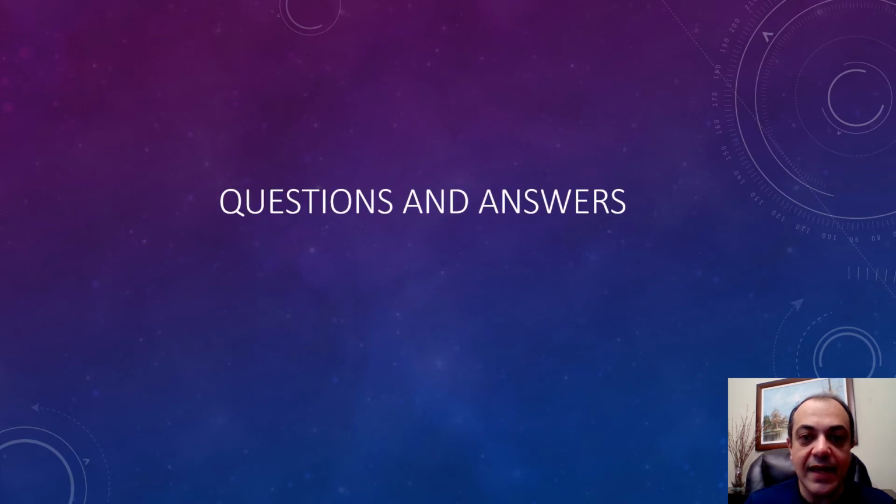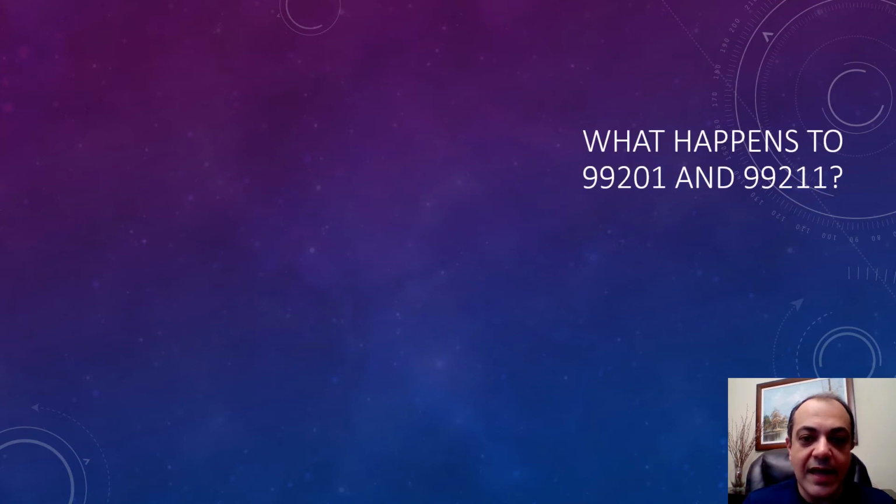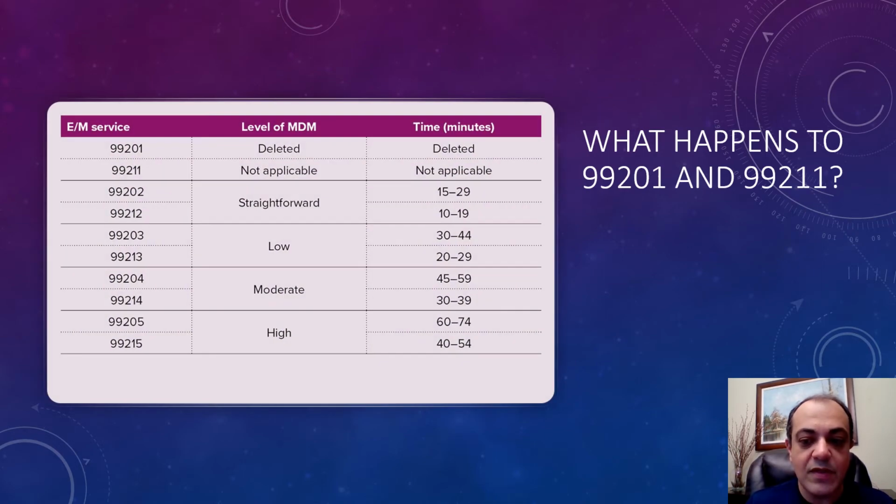I hope this makes sense so far and the updates make sense to you. But now we get to the second part of this presentation, which is the questions and answers. One important question that I've heard was what happens to 99201 and 99211? I need to be clear on this because I was not clear in my very first presentation. The codes are not frequently used, but we need to understand what is happening to them and what to do with them.